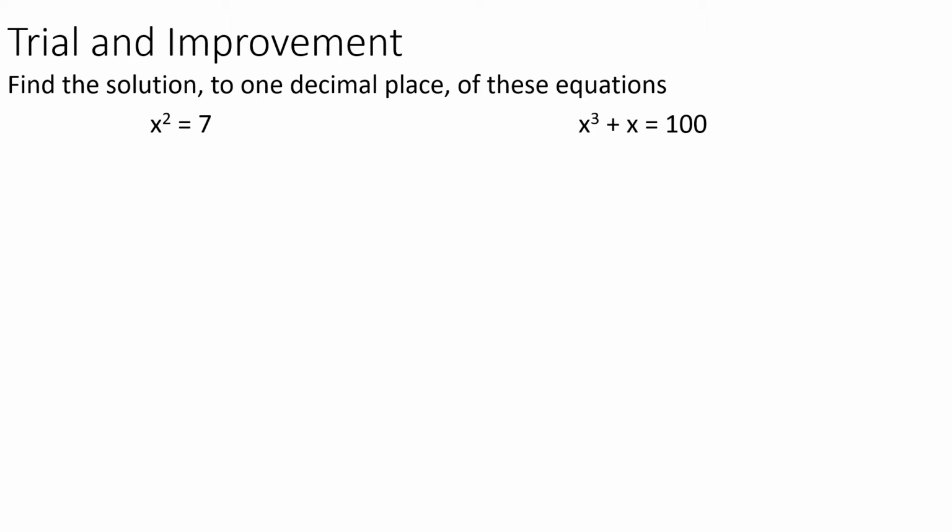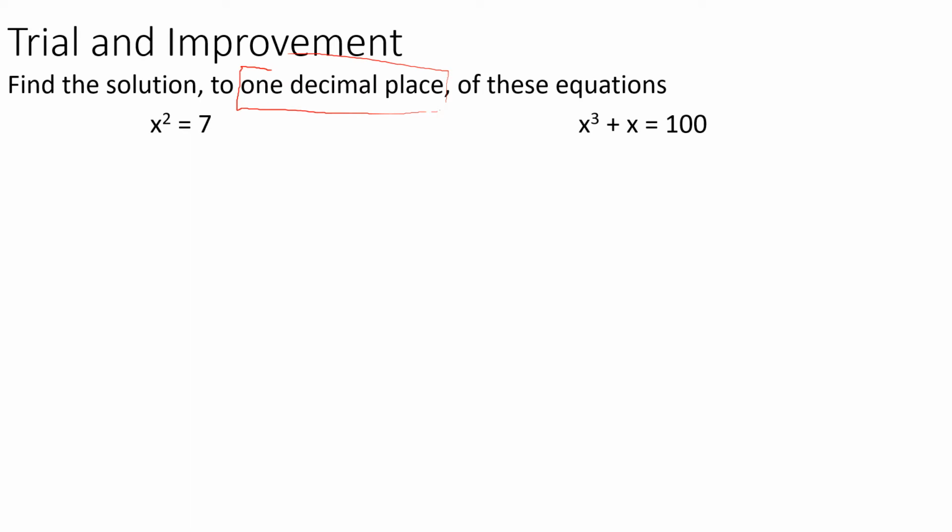The first one is called trial and improvement and has been on GCSE for ages. And the fun method of doing it is to use a table. So let's look at how that works with x squared equals 7. It's important to note this bit here, that we want to find our answer to one decimal place, so we want to end up with like 3.8 being our answer.